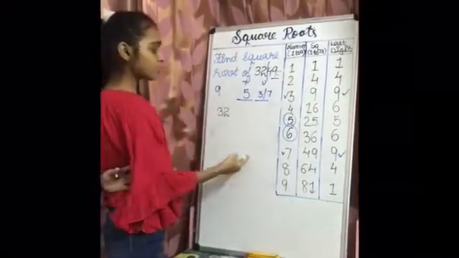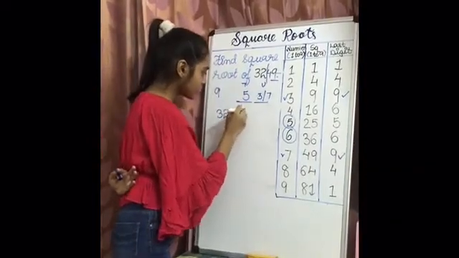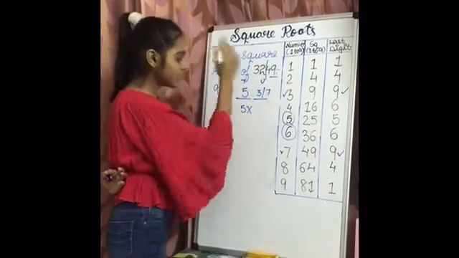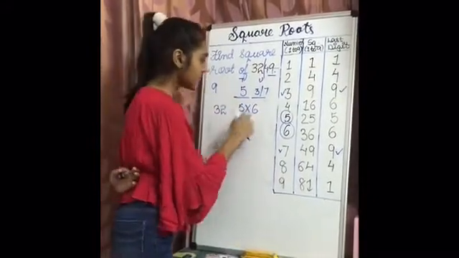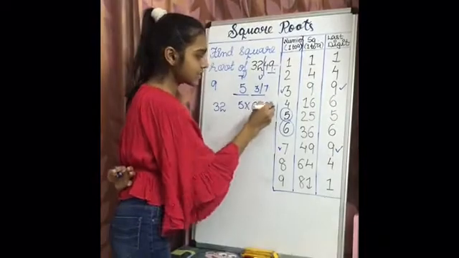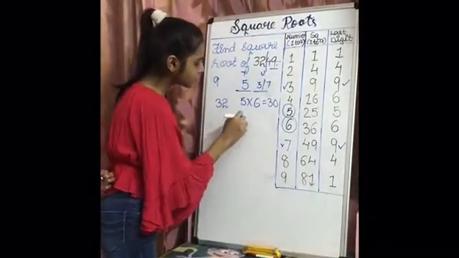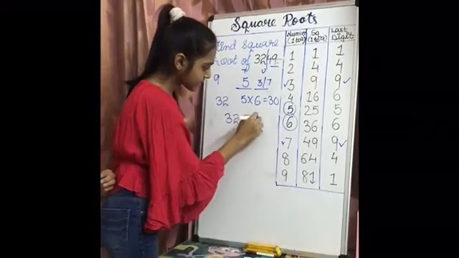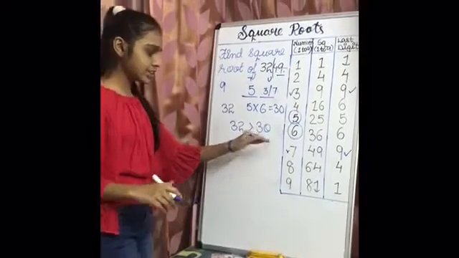Now we have to choose one option. To find that option, we take the 5 and multiply it with the next consecutive number, that is 6. When we multiply this, we get the answer 30. Now we compare the 32 and the 30. As a result, 32 is greater than 30.